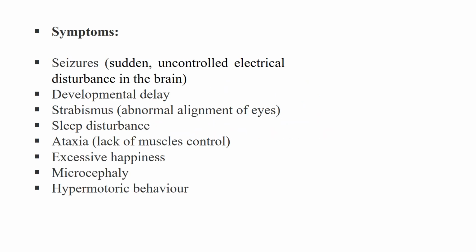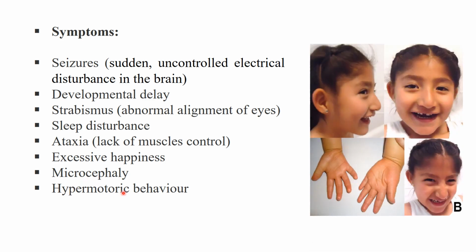Symptoms of Angelman syndrome include seizures, that is, sudden uncontrolled electrical disturbance in the brain, developmental delay, strabismus, that is, abnormal alignment of the eyes, and sleep disturbance, ataxia, that is, a lack of muscle control, excessive happiness, microcephaly, and hypermotoric behavior. These are the conditions of Angelman.